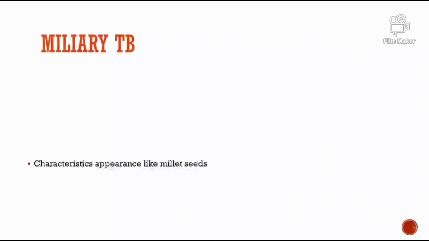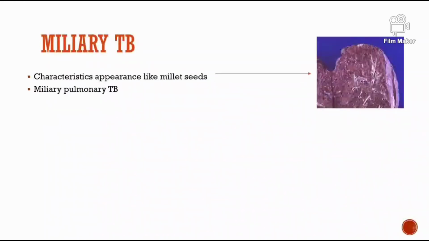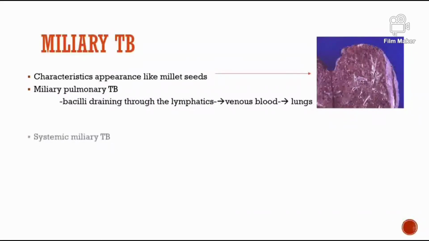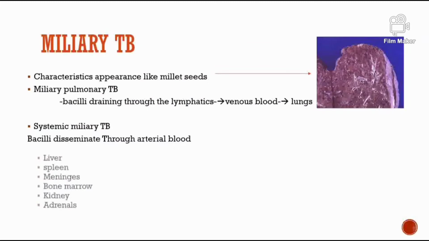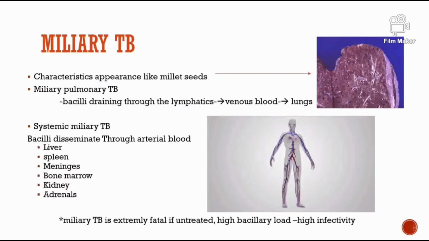The miliary TB, which has a characteristic appearance like millet seeds, is where bacilli drain through the lymphatics, go through the venous blood, and lodge in the lungs. Then the systemic miliary TB is where bacilli disseminate through arterial blood to the liver, spleen, meninges, bone marrow, kidney, and adrenals. Note, miliary TB is extremely fatal if untreated, with high bacillary load and high infectivity.